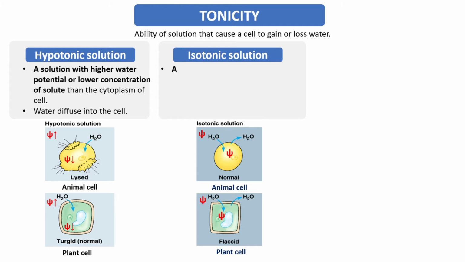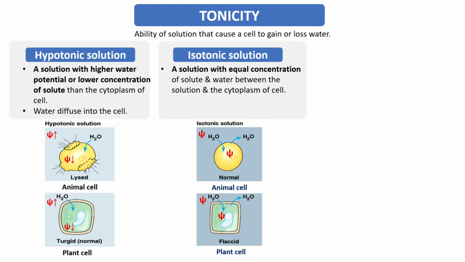Isotonic solution is a solution with equal concentration of solute and water between the solution and the cytoplasm of the cell. If an animal cell and plant cell were put in an isotonic solution, water will diffuse into and out of the cell at an equal rate. The animal cell remains in normal condition, while the plant cell will become flaccid.